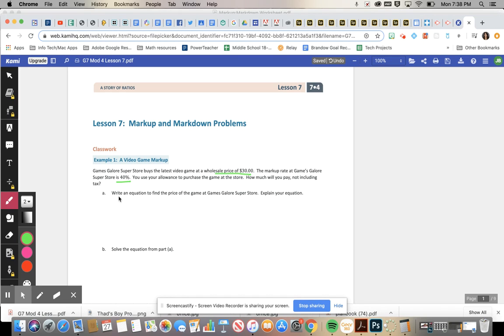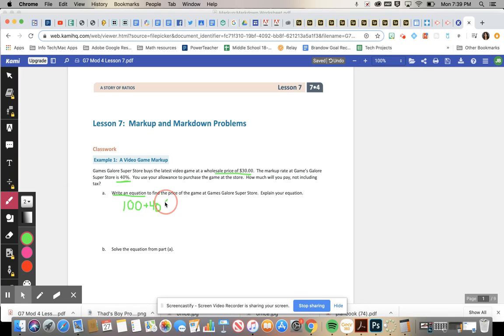So A tells us that we need to write an equation to find the price of the game at Game Schooler Superstore. Okay, so instead of doing the proportion, this one wants us to write an equation. So like I had found before, we know that it is marked up by 40%. So yesterday we did a lot of subtracting from the 100%. Well, it starts at 100%, and then we mark it up 40%. So instead of minusing 40%, since it's a markup, we're adding 40% to that 100.